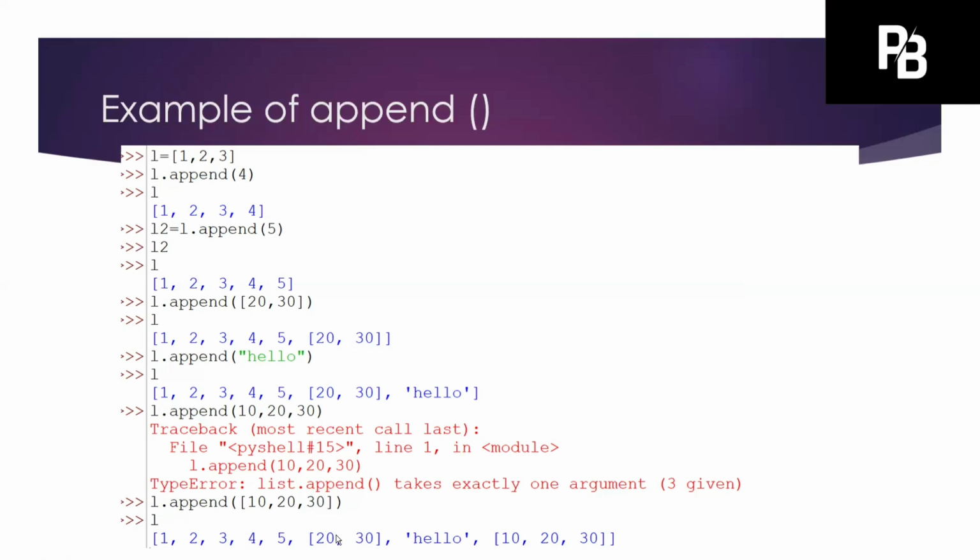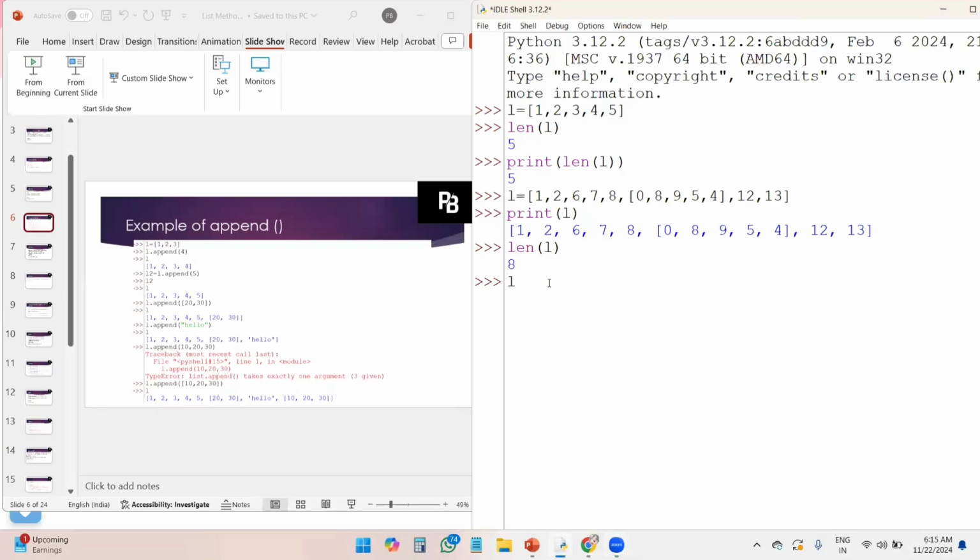Okay, students, let's take an example of this. Again, I have one list, 1, 2, 3, and 4. And now I write L dot append 4.